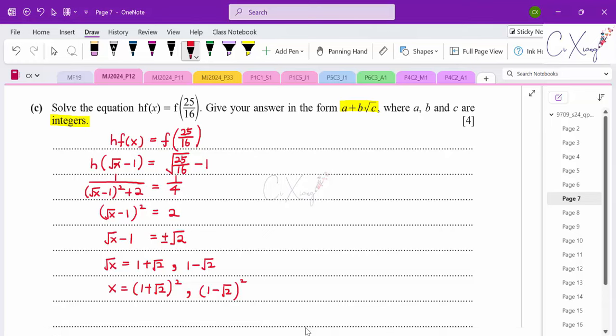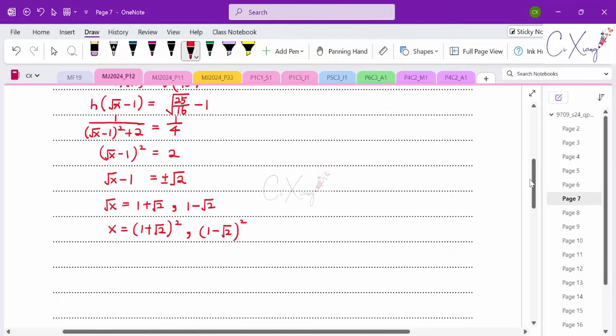Okay, so the final answer that they want us to show is in this pattern, a plus b square root c. So I have to expand my answer here. 1 squared is 1, you have 2 square root 2. Square root 2 squared is 2. Same thing happens for the second answer. 1 squared is 1, minus 2 square root 2, then plus 2. In the end, you will have these two values here, 3 plus 2 square root 2, and also 3 minus 2 square root 2.